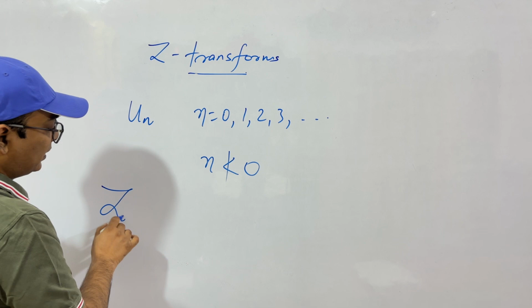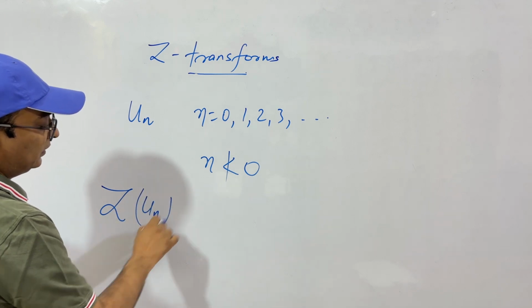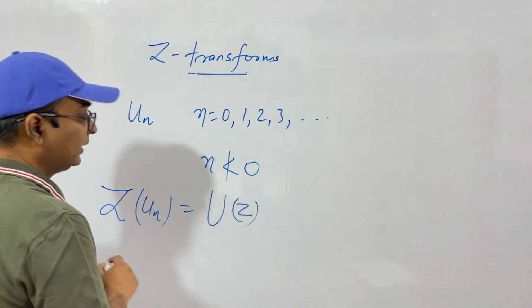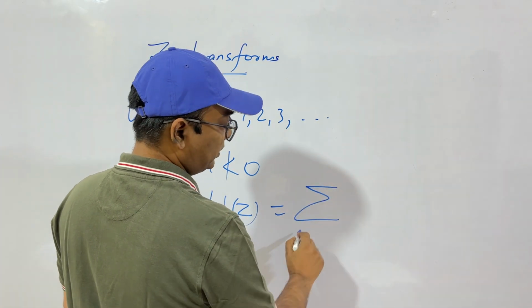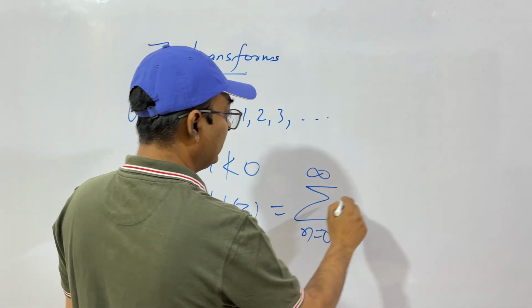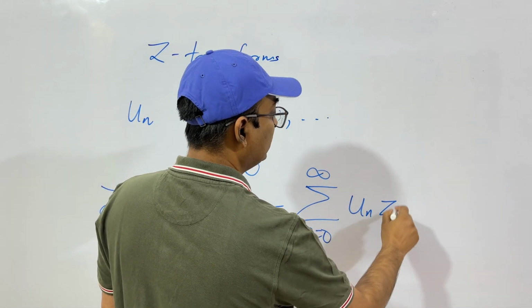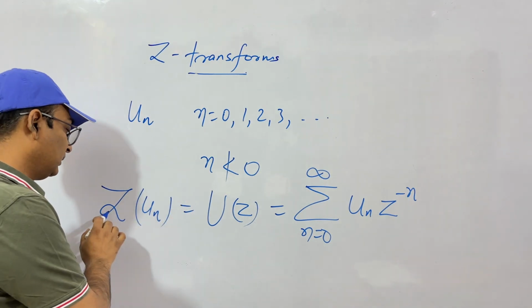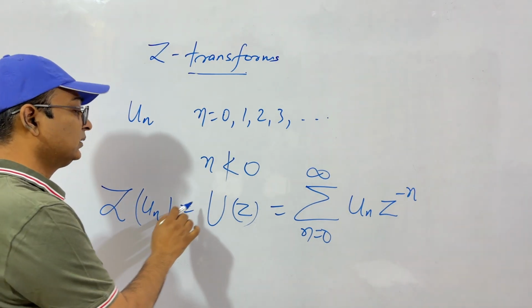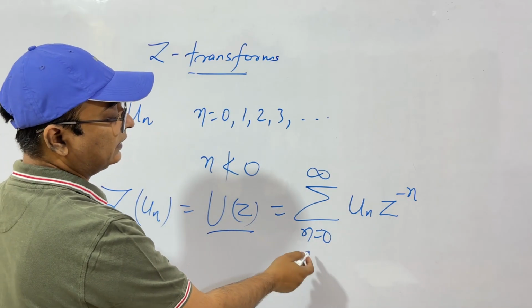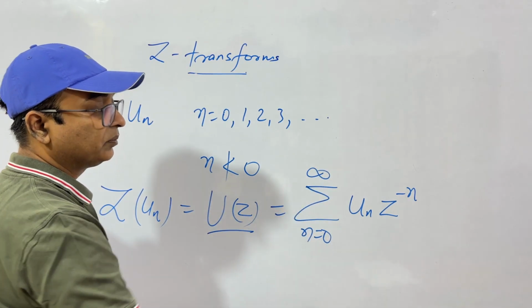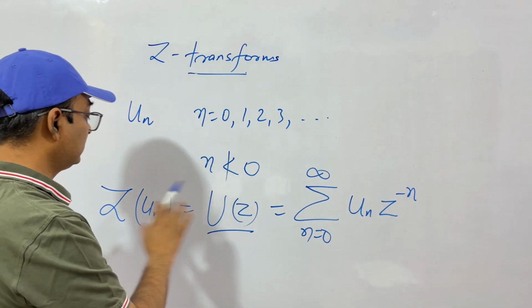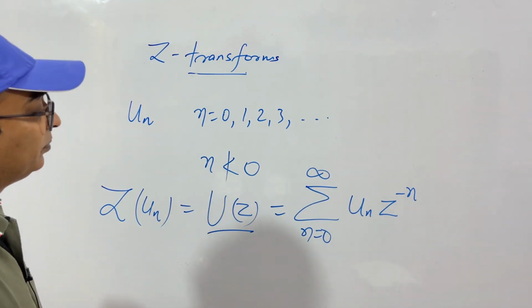Then the Z transform of u(n) is denoted like this. Z transform of u(n), written as U(z), is actually the summation from n equal to 0 to infinity of u(n) into z to the power minus n. This is the definition of Z transform. The Z transform of the signal u(n) is denoted as U(z), and it is given as the summation from n equal to 0 to infinity of u(n) z to the power minus n, given this infinite series converges. It should converge, then only this is defined. So this is the basic definition.